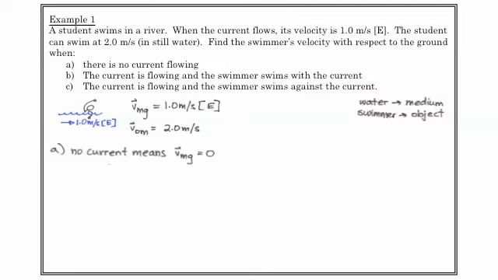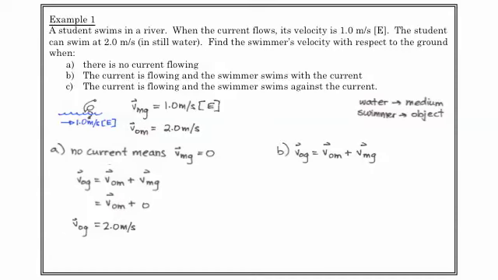So let's look at case A. There's no current, so the water's not moving. No current means that the velocity of the medium with respect to the ground is 0. And so if we look at our equation that governs relative motion, one of these terms goes to 0, and the problem becomes very, very straightforward: the velocity of the object with respect to the ground is just 2 meters per second. If there's no current, everything simplifies and it's like the student swimming in a pool. But what happens if there is a current?